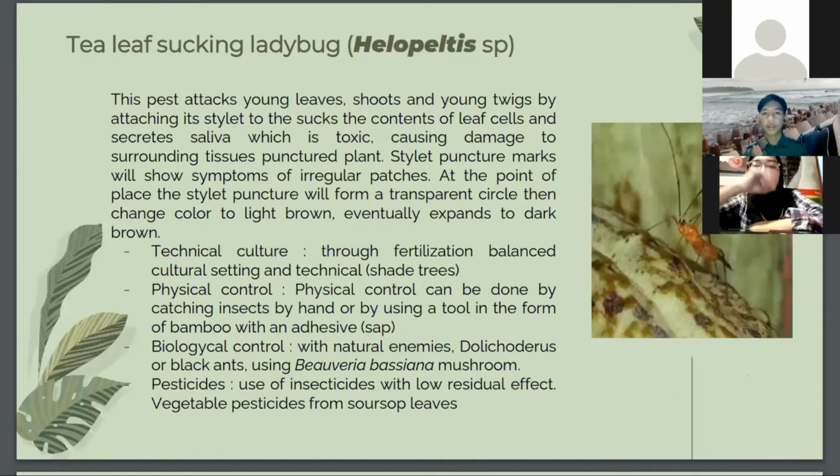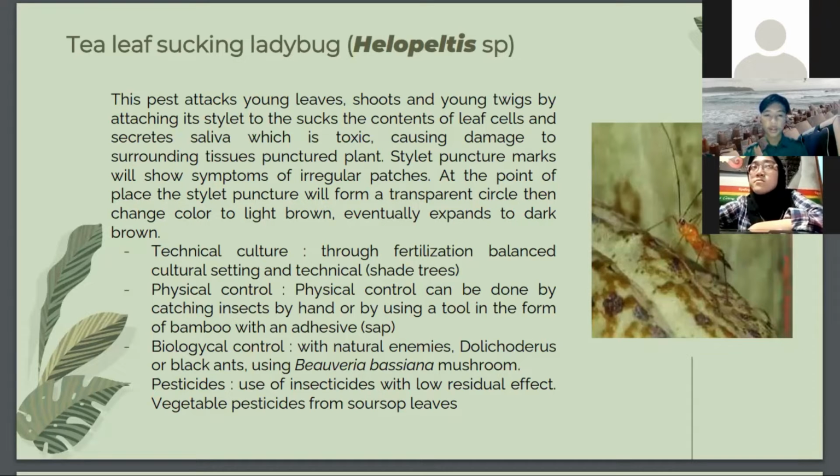Tea leaf sucking bug, or Helopeltis sp. This pest attacks young leaves, shoots, and young twigs by attaching its stylet to suck the content of leaf cells, and secretes saliva, which is toxic, causing damage to the surrounding tissues of the punctured plant. Stylet puncture marks will show symptoms of irregular patches. At the point of the stylet puncture, a transparent circle will form, then change color to light brown, eventually expanding to dark brown.